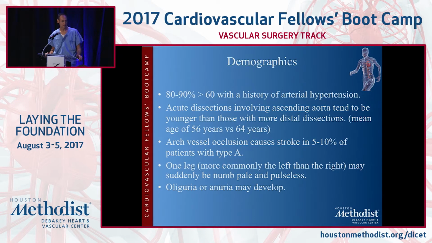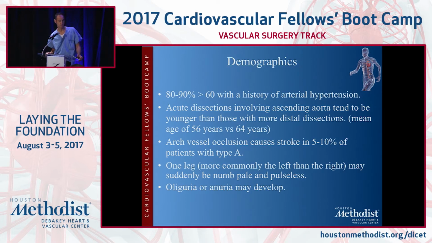As far as demographics, 80 to 90% of patients are 60 years or above and have arterial hypertension. Acute dissections involve the ascending in patients who are generally a little bit younger. Arch vessel occlusion, about 5 to 10% of those with type A dissections. If you look at patients who have dissections overall, if they're going to have ischemia of a leg, it's generally the left leg. And so that's where you should be following.